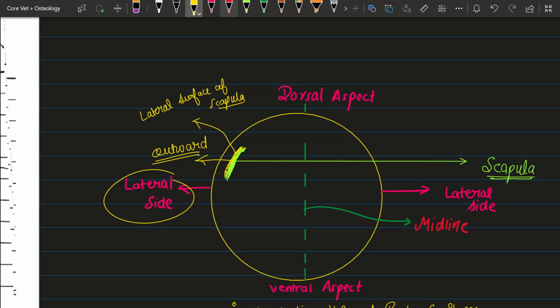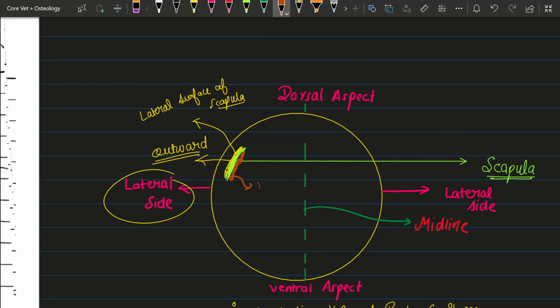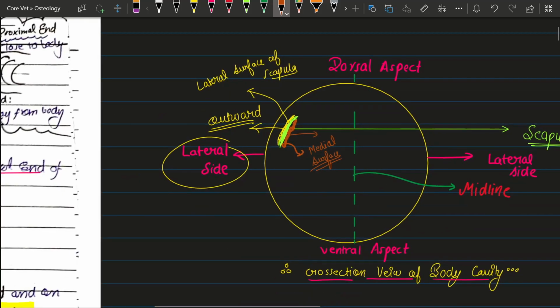And the surface which I'm marking now, this surface will be what? This surface will be your medial surface, right? There are two surfaces. The surface which is facing towards the midline is the medial surface, and the surface which is facing outwards or away from the midline is the lateral surface, right? So I hope you are clear how the surfaces are seen in a cross-sectional view.